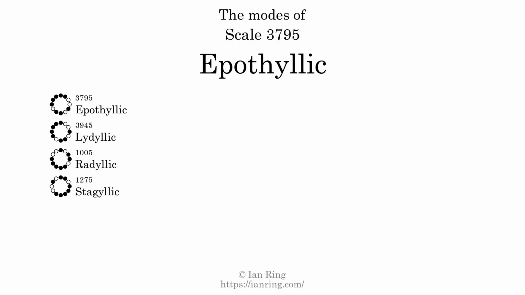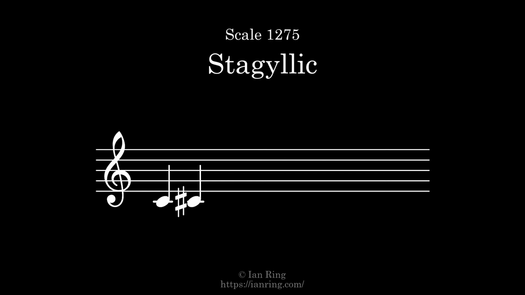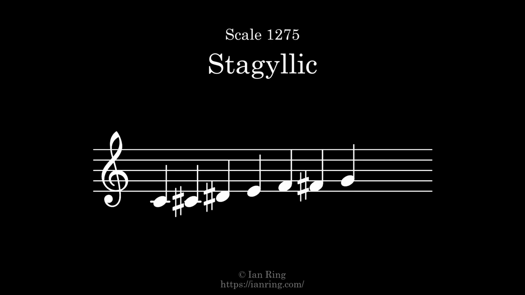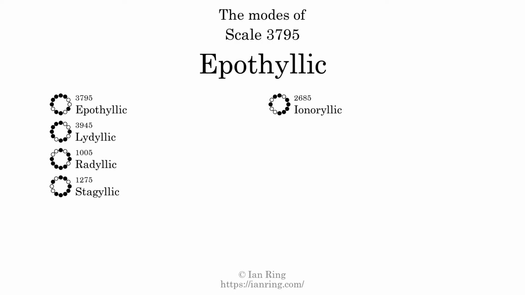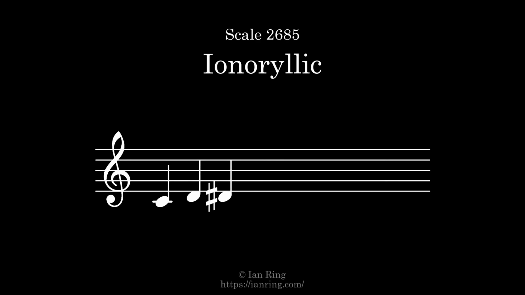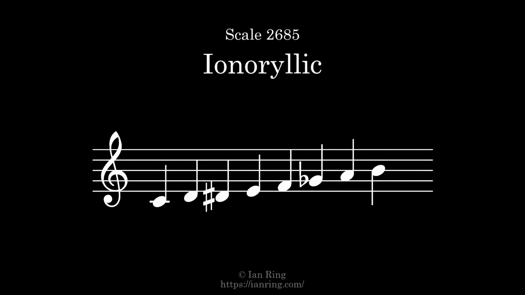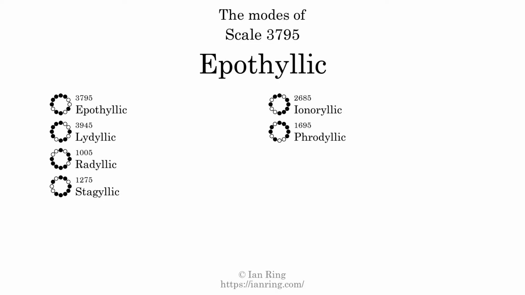The fourth mode is scale 1275, also known as Epothyllic. It sounds like this. The fifth mode is scale 2685, also known as Epothyllic. It sounds like this. The sixth mode is scale 1695, also known as Epothyllic. It sounds like this.